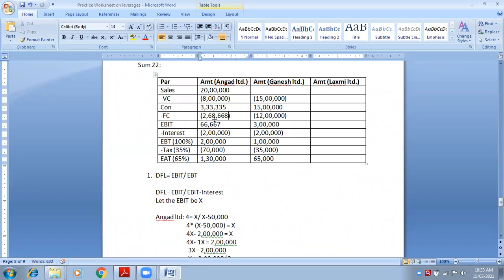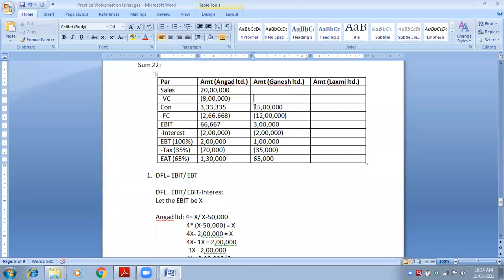2,66,668. Is it correct? If you want to check, you can check: 3,33,335 minus 2,66,668 should be 66,667. Is it there? You need to check. Yes, so we are correct here.